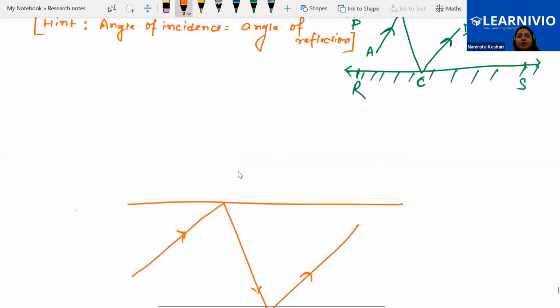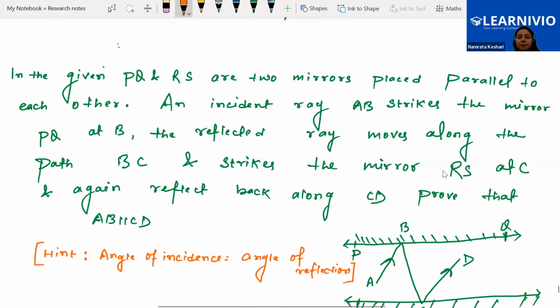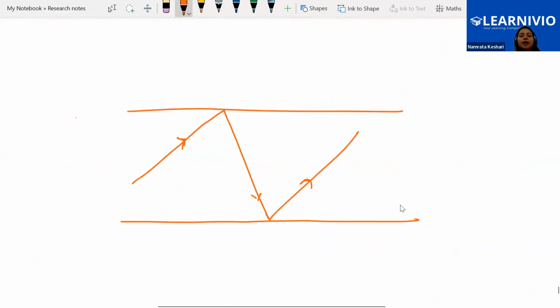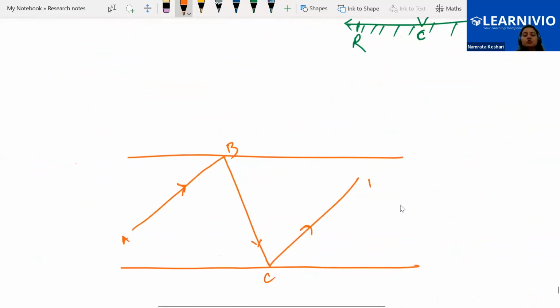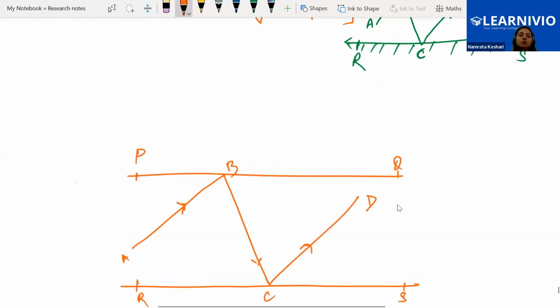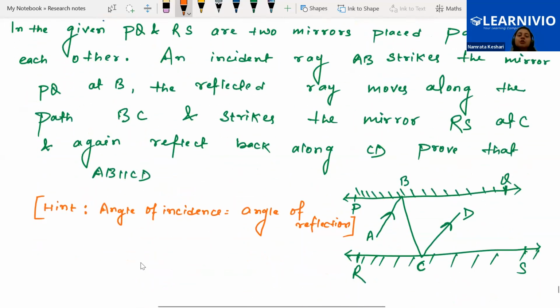What we have to prove here is that it strikes the mirror RS at C and again reflects back along CD. Prove that AB and CD are parallel. We have to prove that this AB and this CD are parallel. We already know that PQ and RS are parallel. We know that. Now here we will be using, as I told you, the concept of angle of incidence is equal to angle of reflection.